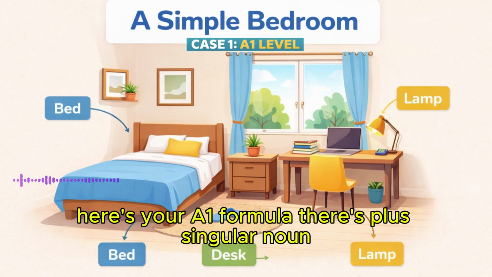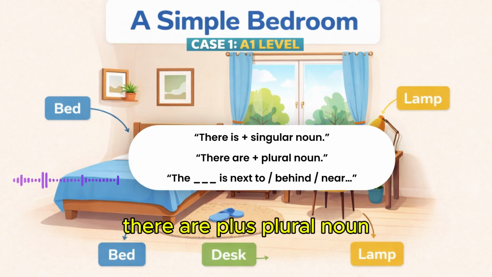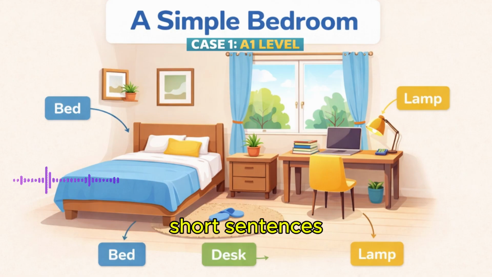Here is your A1 formula. There's plus singular noun. There are plus plural noun. The blank is next to, behind, or near. Short sentences. Clear structure. Simple words.